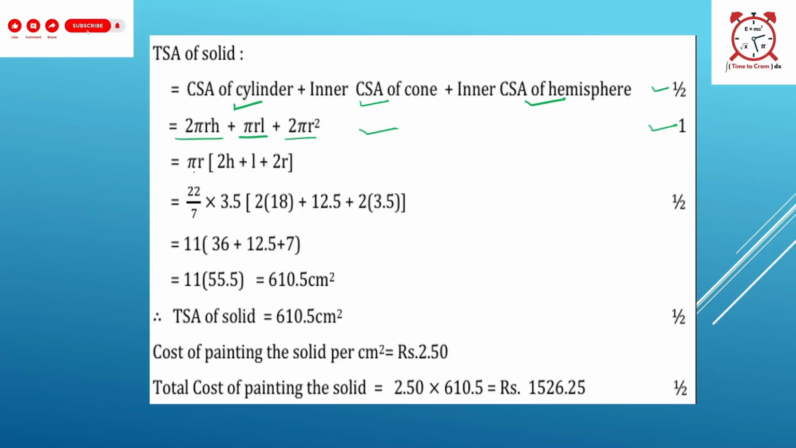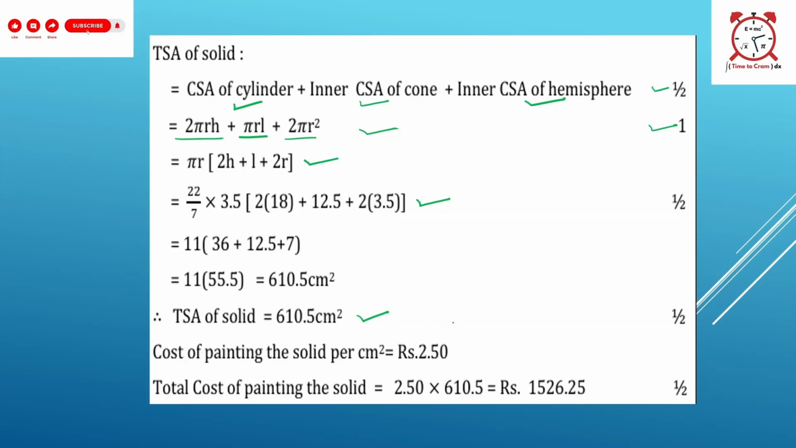appropriately here. Take the pi r common, then we will have the simpler form in the bracket. So after keeping each value that we had already written in the previous slide, keep all the values correctly in the formula and simplify, then you will get the total surface area of the solid as 610.5 centimeter square. Now this is the first answer of the question.